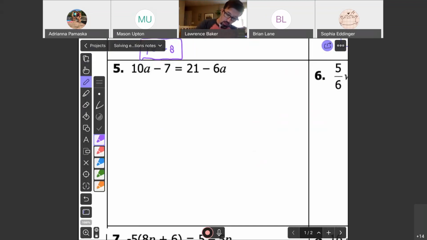Yeah. So if you focus on the smaller of the two variables, the one with the smaller coefficient, just like Audrey said, we want to move that. So if I add 6a to 10a, that would give me 16a's. Or if I wanted to do the other, I want to get my variables on the same side, so I could take the 10a's and subtract them from both sides. And negative 6 and negative 10 would give me negative 16a.